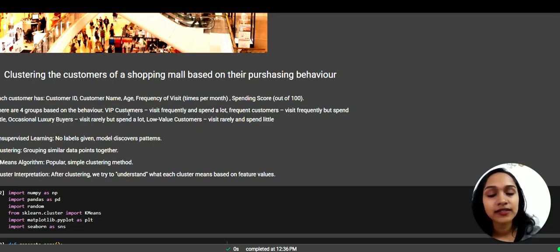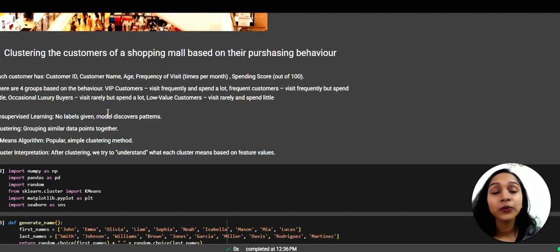The first one is the VIP customers who visit frequently and spend a lot. Then second is the frequent customers who visit frequently but spend a little. Then the third group or the third cluster is occasional luxury buyers who visit rarely but spend a lot. And a final one is the low value customers who visit rarely and spend little.